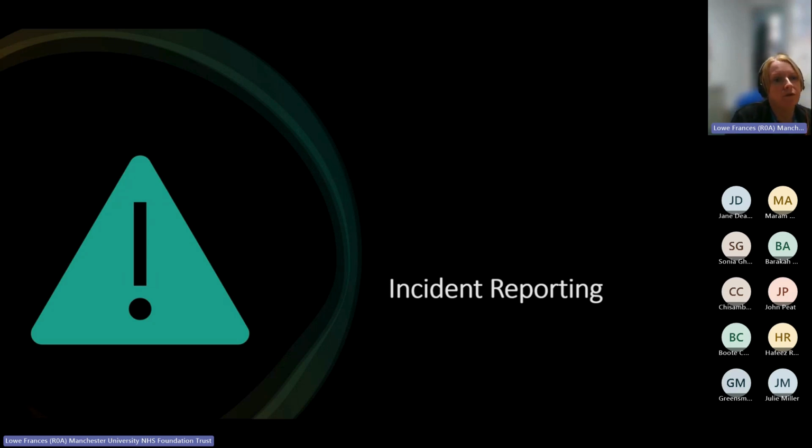So there are all different ways of reporting incidents. Different trusts have different systems. So here at MFT, we have one called Ulysses. The last trust I worked in had one that was called Datix, but they're all basically the same. You log on and you have a series of questions from drop-down menus, and you have to just fill them in as best you can.